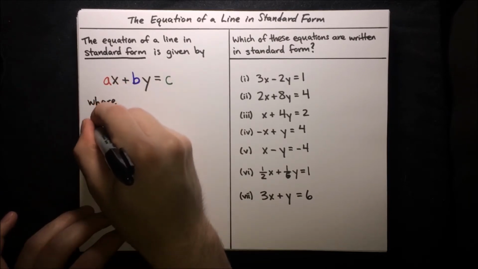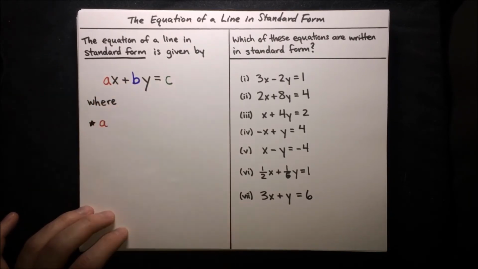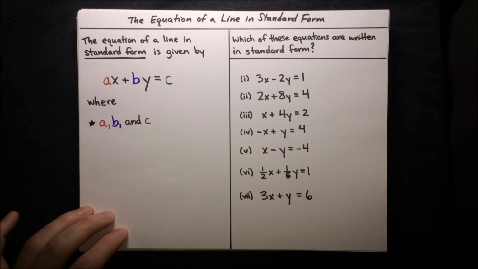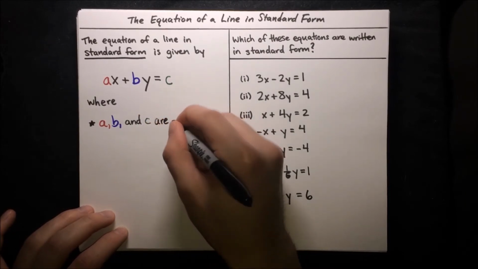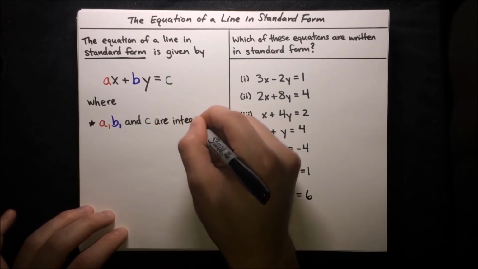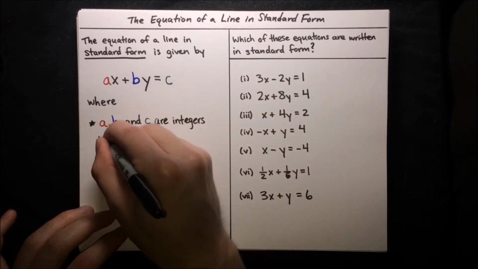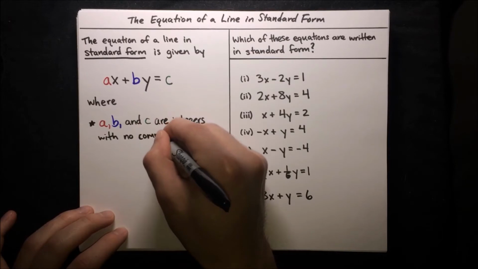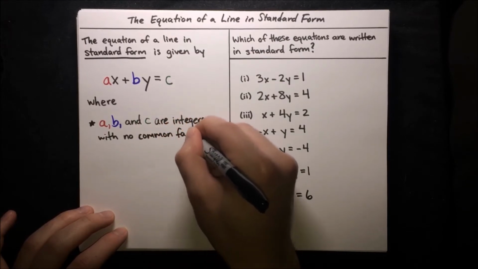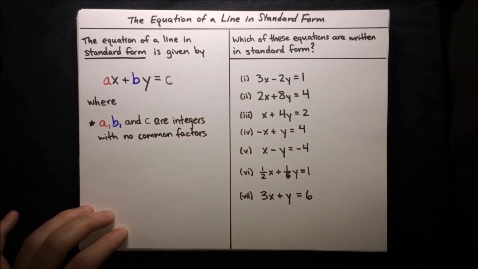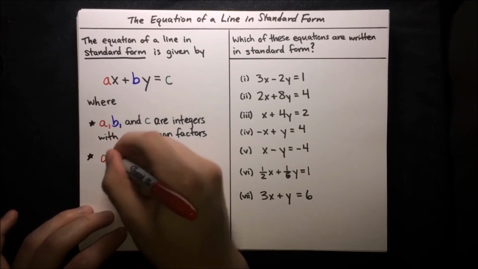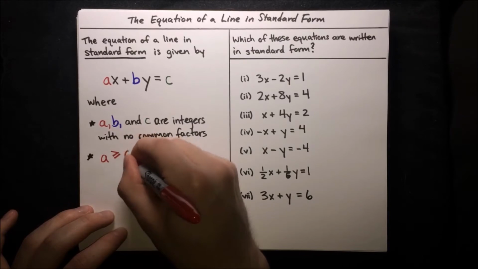First of all, the first condition is that a, b, and c are integers with no common factors. And there's one more condition. The other condition is that a has to be greater than or equal to 0.